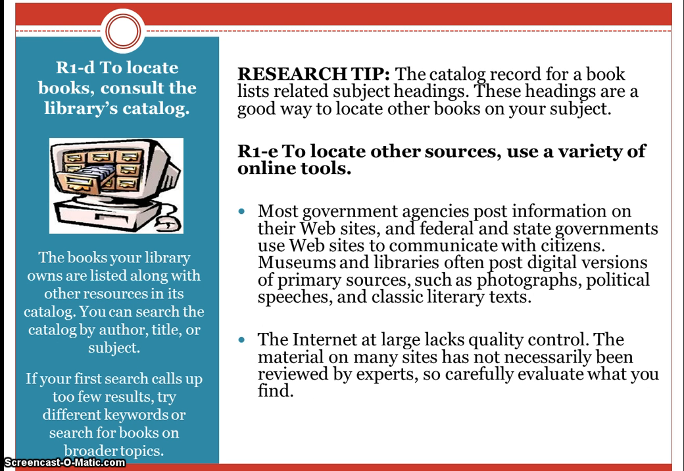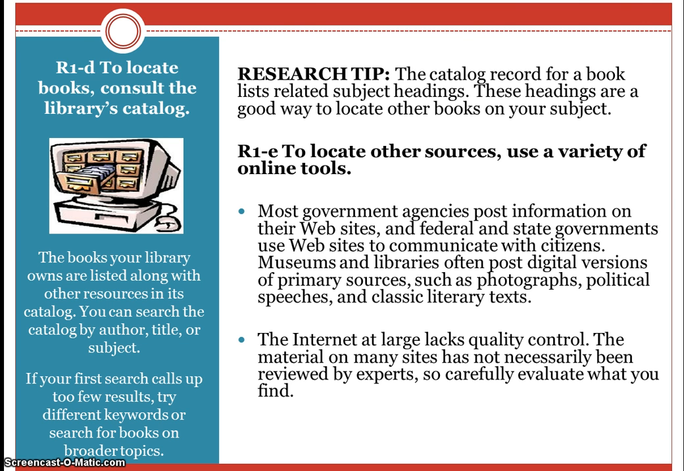To locate books, consult the library's catalog. The books your library owns are listed along with other resources in its catalog. You can search the catalog by author, title, or subject. If your first search calls up too few results, try different keywords or search for books on broader topics. Research tip: the catalog record for a book lists related subject headings. These headings are a good way to locate other books on your subject.